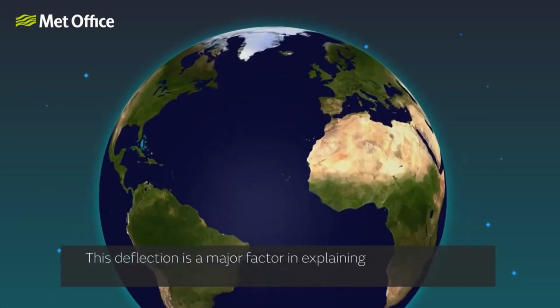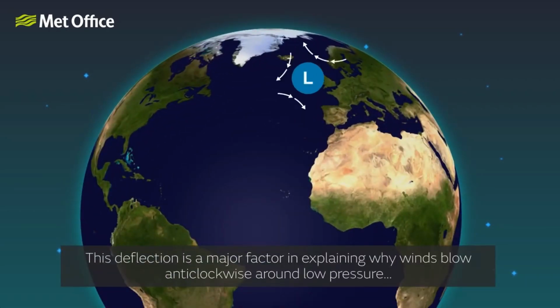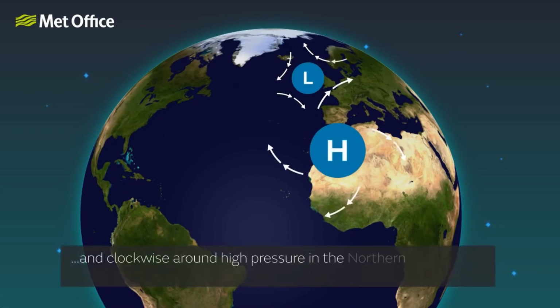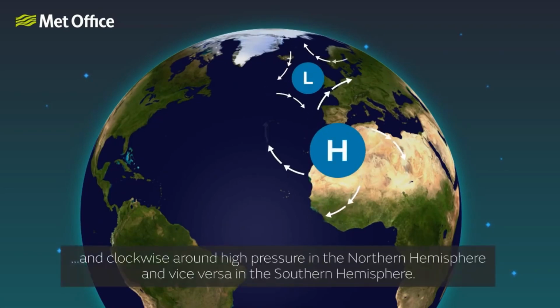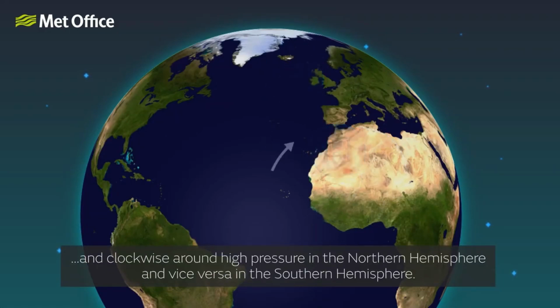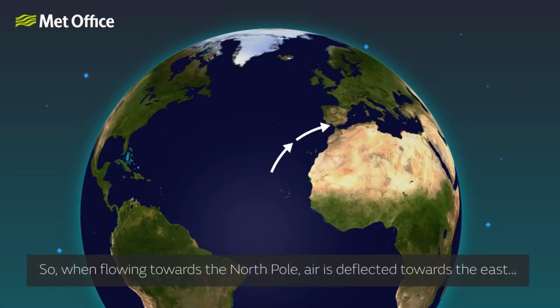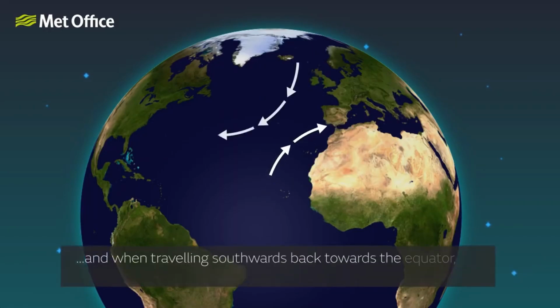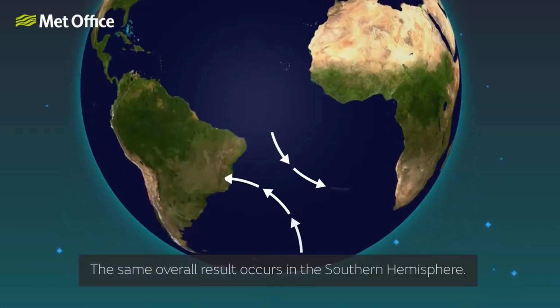This deflection is a major factor in explaining why winds blow anti-clockwise around low pressure and clockwise around high pressure in the northern hemisphere and vice versa in the southern hemisphere. So when flowing towards the North Pole, air is deflected towards the east, and when travelling southwards back towards the equator, it is deflected westwards.